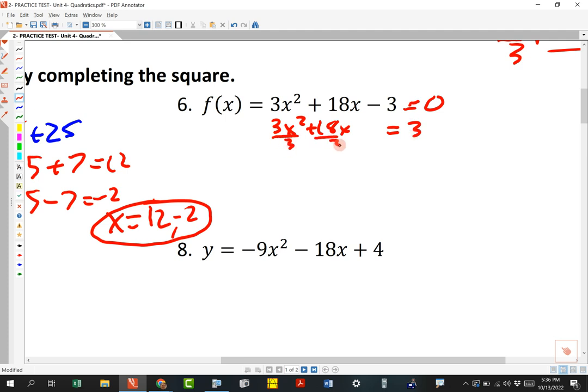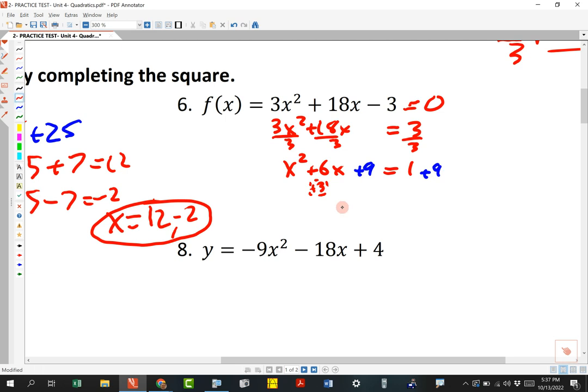I'm going to divide everything by 3. So this is going to give me an x squared, and then this is a plus 6x, and then on the other side I have a 1. And then I'm going to take half of this, which is a positive 3, so I'm going to put a circle around that. I'm going to square this, which is going to be a 9, so I'm going to add 9 to both sides.